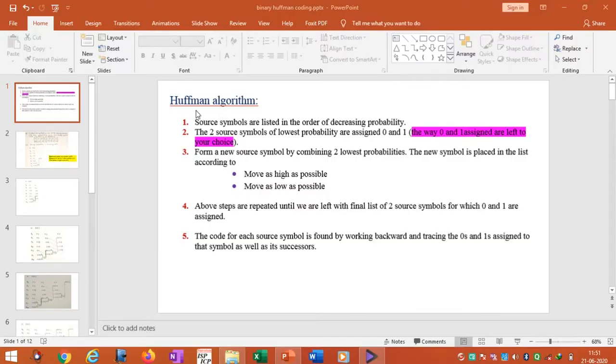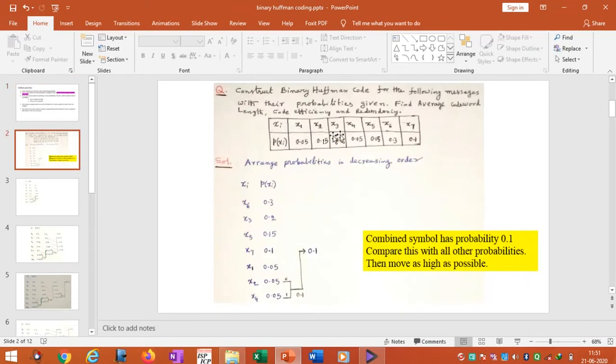In this lecture, we will solve another example based on the binary Huffman coding algorithm. We use the rule "move as high as possible." I leave it for you as homework: "move as low as possible." So I explain. Suppose this is the problem given.